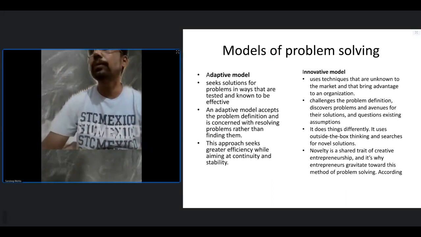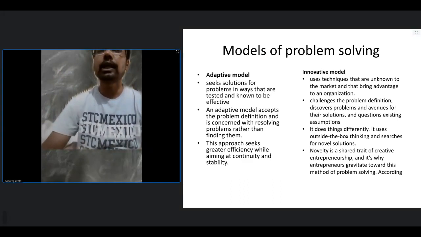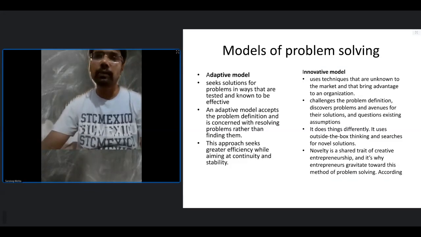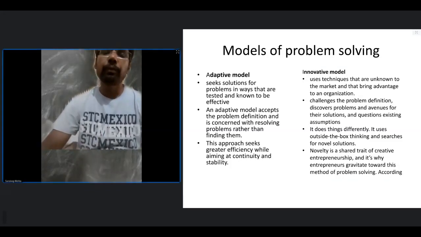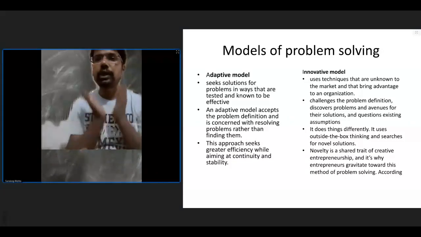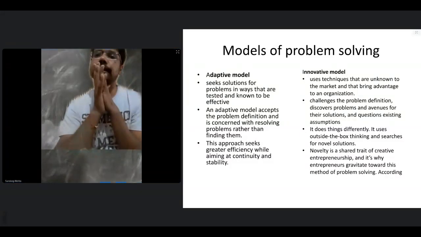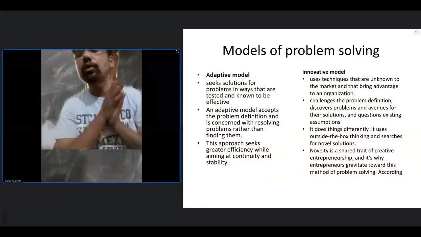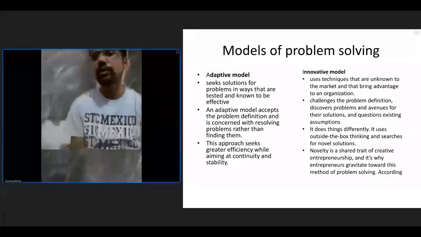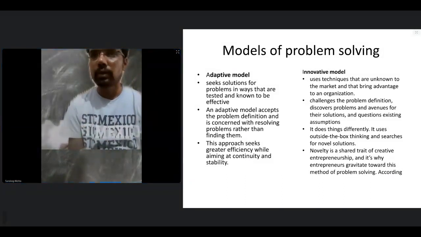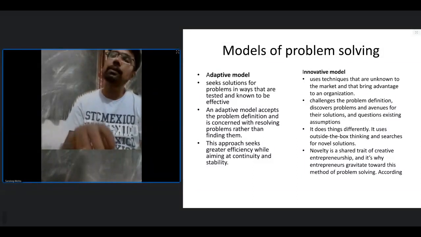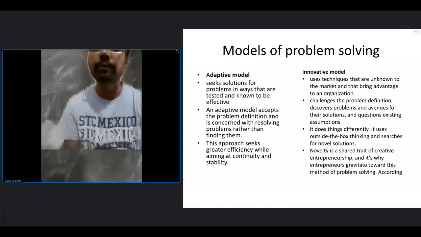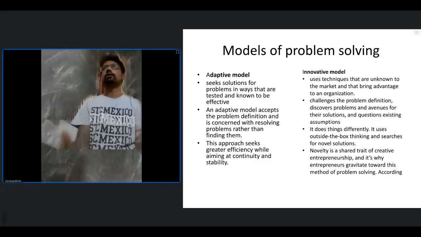So when we say problem, essentially we can categorize them into two kinds of models. One can be an adaptive model and another can be an innovative model. In an adaptive model, we are just going along with the problem. We are not studying the problem, we are just making sure that the problem gets resolved. That is the adaptive model. But in an innovative model, we understand the problem thoroughly first. We take out time and then we make sure that there is a solution to it.